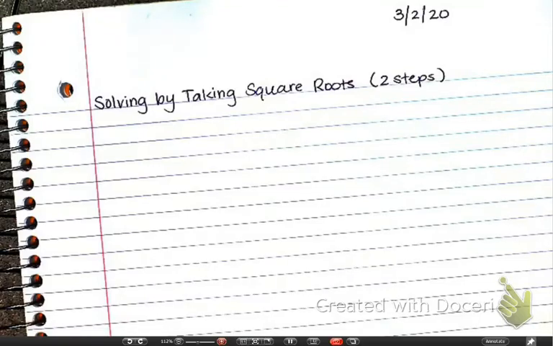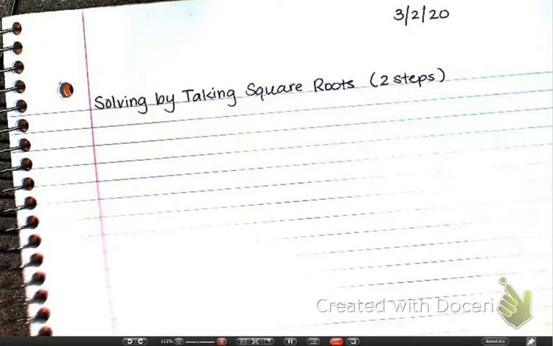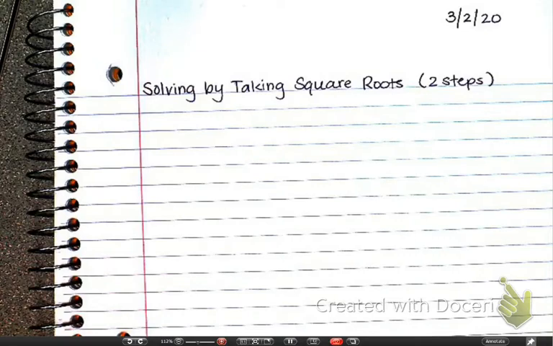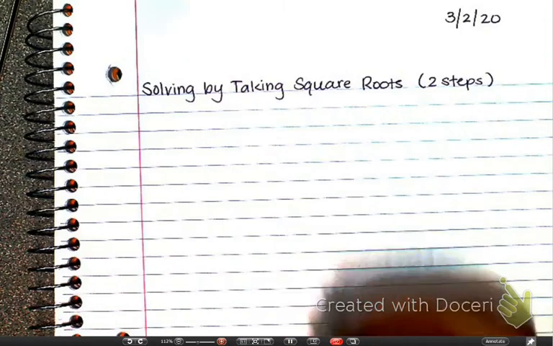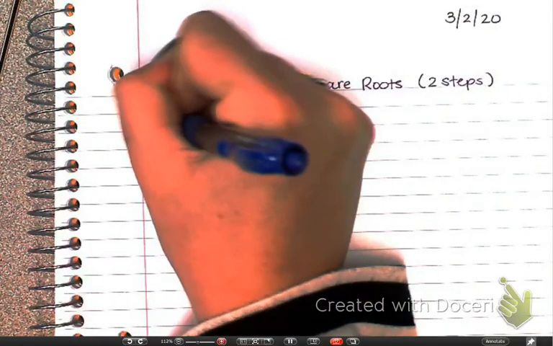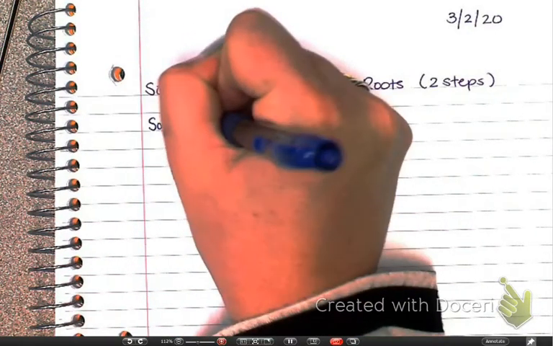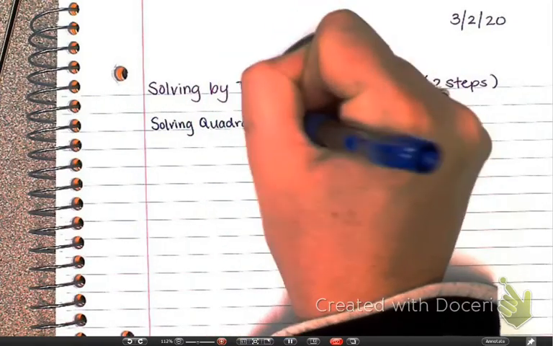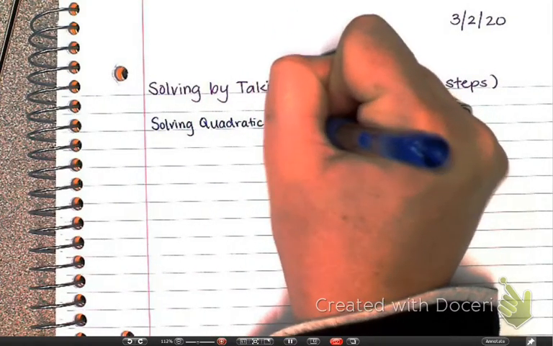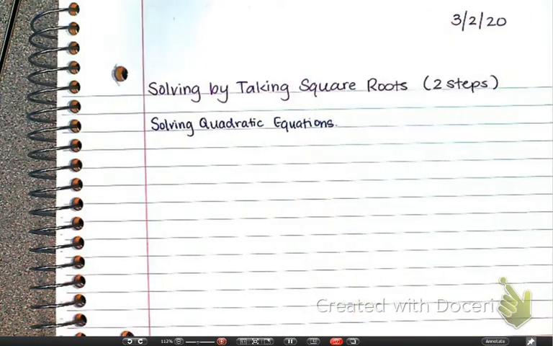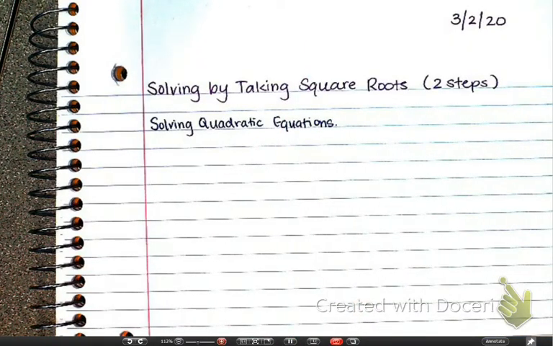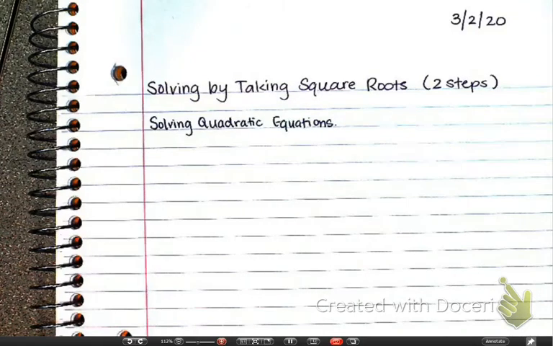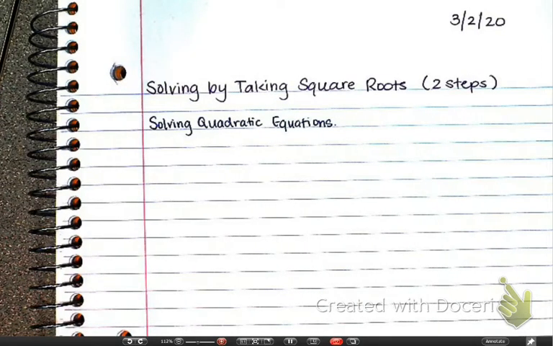Okay, before we actually get started using two-step equations, we have been solving quadratic equations for a while, right? So we're going to start a list of ways we know how to solve quadratic equations. What's one way we can solve a quadratic equation that we've learned so far?